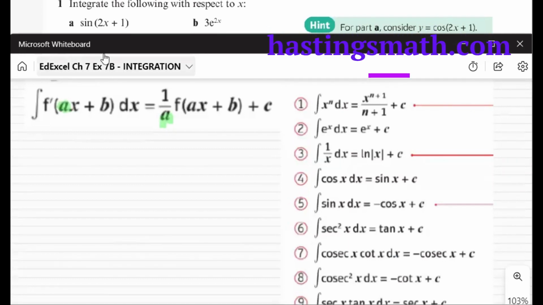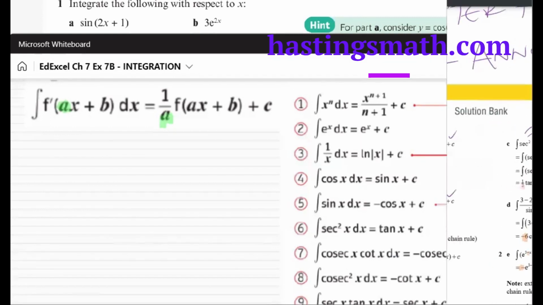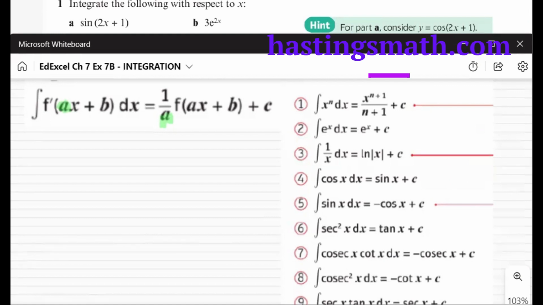This is an Edexcel P3 question from chapter 7, exercise 7B, which deals with integration. 7B introduces the chain rule most of all. So let's first look at question A.